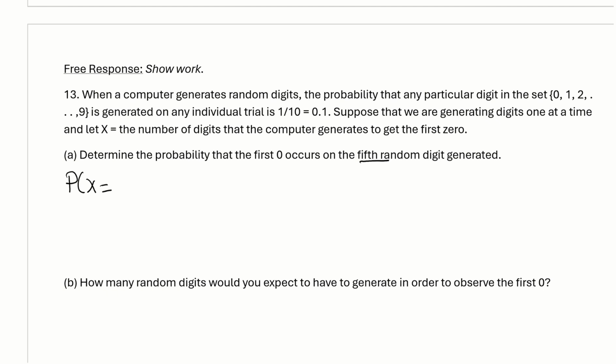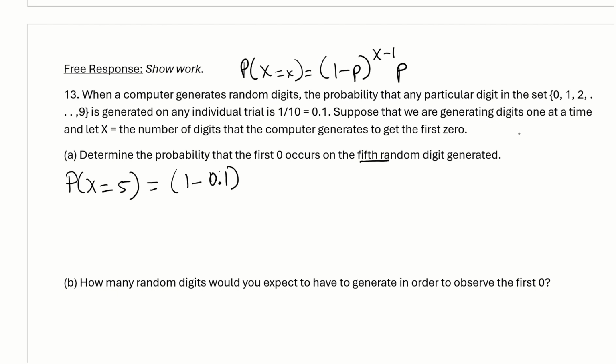We want the probability that x is equal to 5. Remember, the formula for geometric distribution is (1 minus p) to the x minus 1 times p. That's in your formula sheet, the AP sheet. We get (1 minus 0.1) raised to the 4th power times 0.1. So it's basically 0.9 to the 4th power times 0.1, which is about 0.0656.